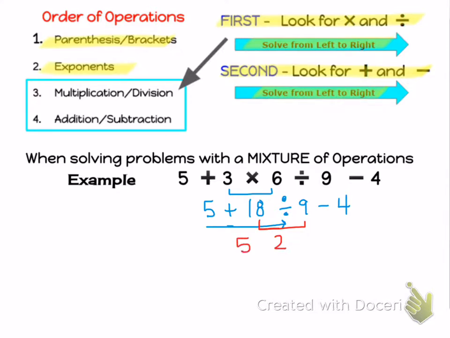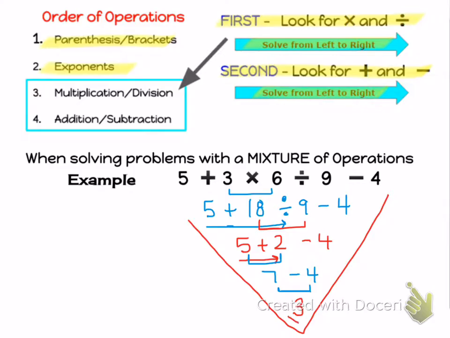And then we have to rewrite the rest of the problem. 5 plus 2 minus 4. And you'll notice what's left is all addition and subtraction. So we're still going to solve the addition and subtraction from left to right. We start here, and we get the 5 plus 2 first. 5 plus 2 is 7. Then you rewrite the rest of the problem, 7 minus 4. And then 7 minus 4 is 3. So we have our V, and it ends up with the expression equaling 3 at the bottom.